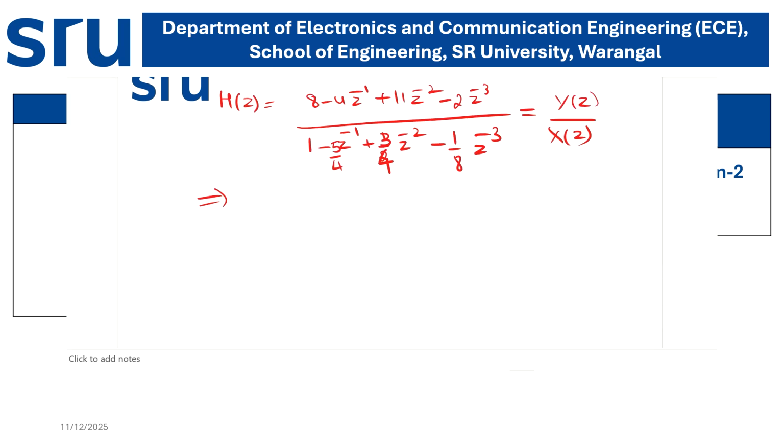Multiply Y of z with the numerator, cross multiply on both sides. You will get the difference equation in terms of the z domain. Apply the inverse z transformation on both sides.